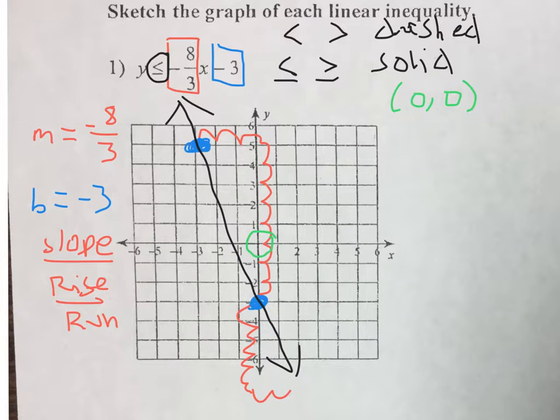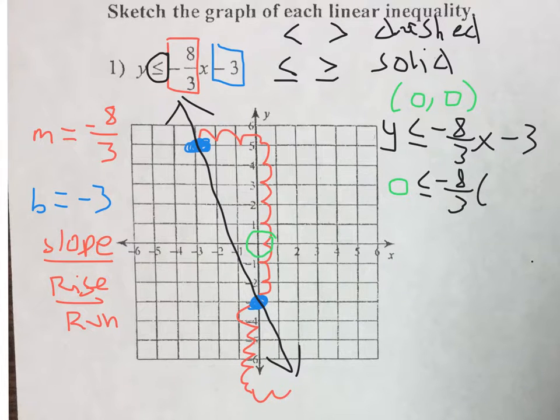All right, and so we're going to rewrite this inequality: y is less than or equal to negative 8 over 3 x minus 3. We're just plugging in 0 for the y and 0 for the x and seeing if it's going to be true or false. So 0 is less than or equal to negative 8 over 3, instead of times x, you've got times 0 now.